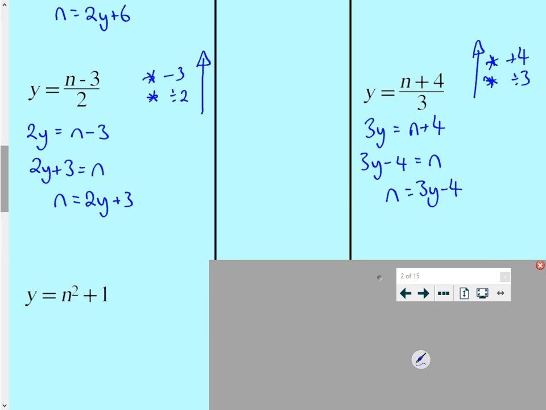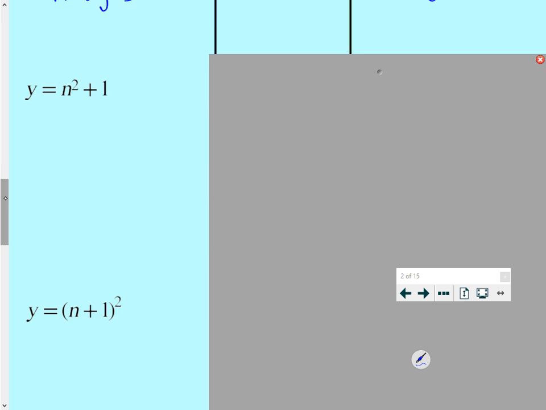Again, another one. So this time, I'm actually going to be squaring n, and then I'm going to be adding 1. So let's work backwards through it. First thing is I'm going to take away 1 from both sides. That will leave me with y take away 1 equals n squared. Now, the inverse of squaring is square rooting. So I need to square root both sides here to be left with n on its own.